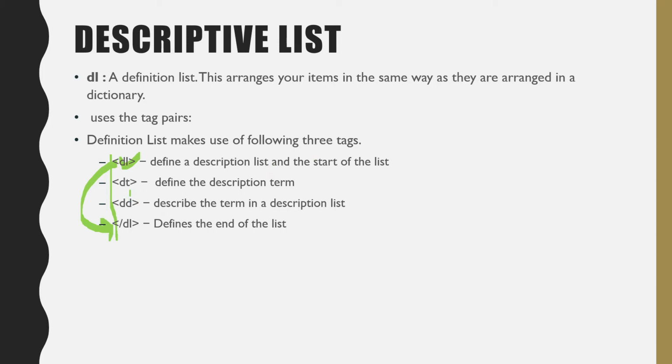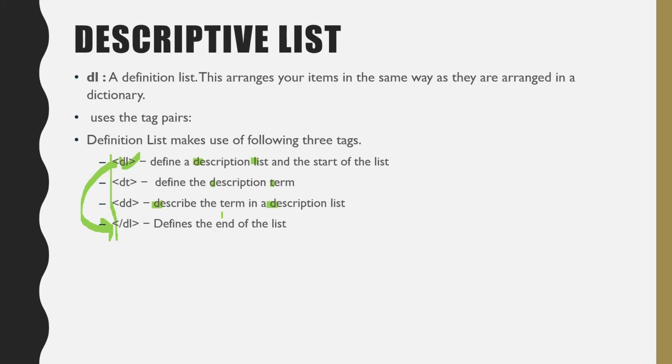For defining the terms we use DT, and for describing the terms we use DD. DT means defining the terms, D and T. DD means the description. Then the description list, that is DL.